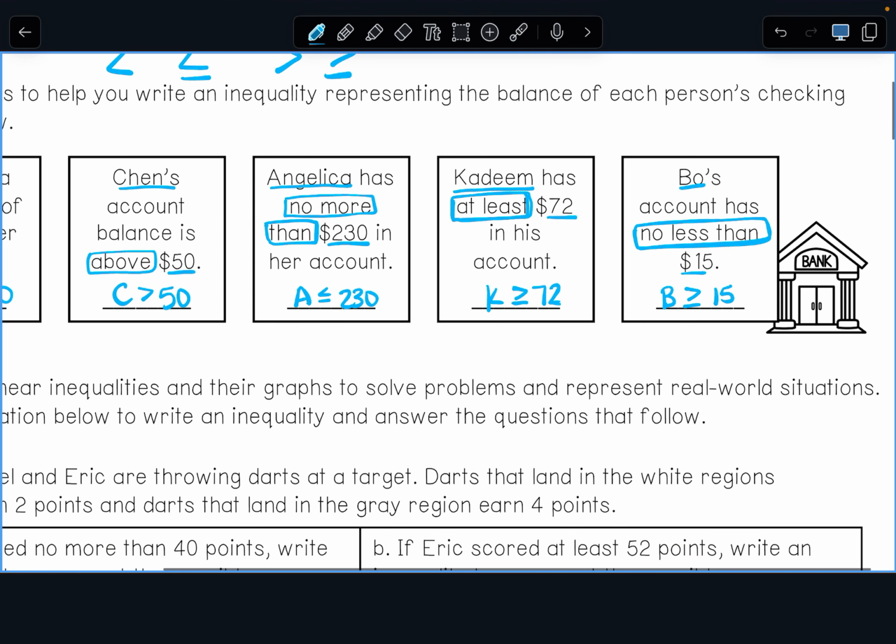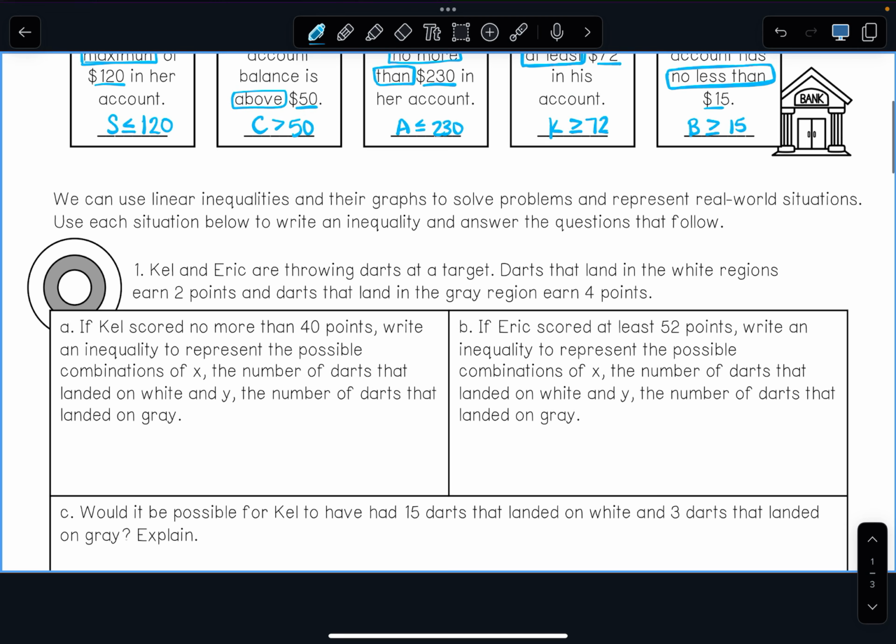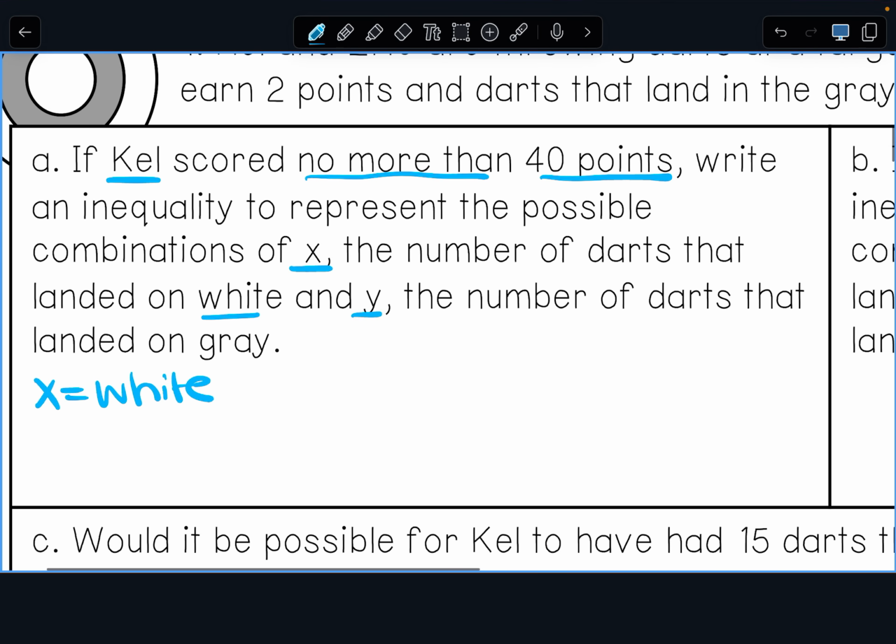Okay? All right. We can use linear inequalities and their graphs to solve problems in real world situations. So, Kel and Eric are throwing darts at a target. Darts that land in white regions earn 2 points, and darts that land in gray regions earn 4 points. If Kel scored no more than 40 points, write an inequality. Now it says X represents the number of darts that landed on white. So X is white. And Y represents the ones that landed in the gray.